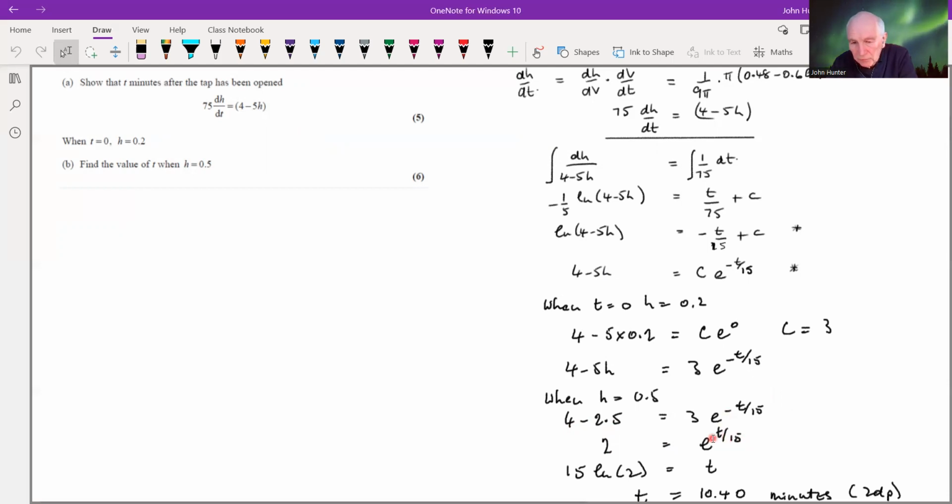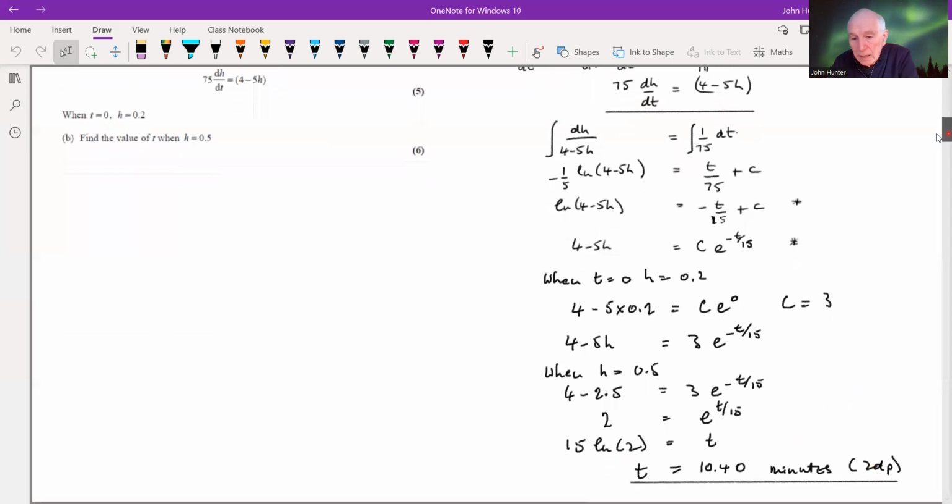Takes away the minus sign from there. Then we're going to exponentiate. So we're just going through our process for solving log equations at this point. So we've got t equals 15 natural log of 2, which we can find out from our calculator is 10.40, and that's in minutes, and that's to 2 decimal places. So that basically is our solution. So that's how that works.